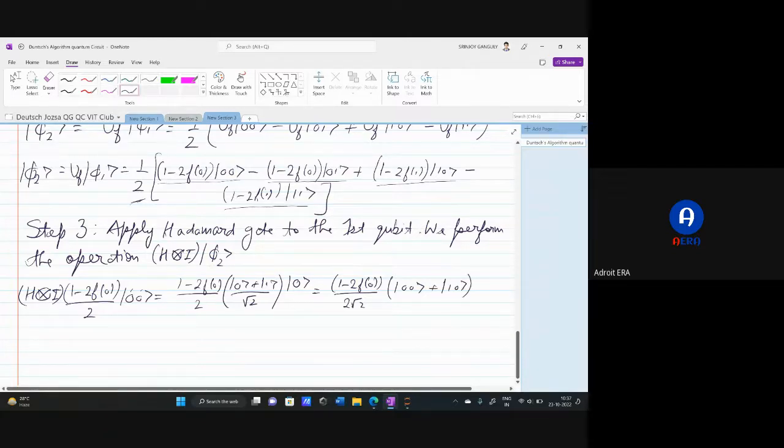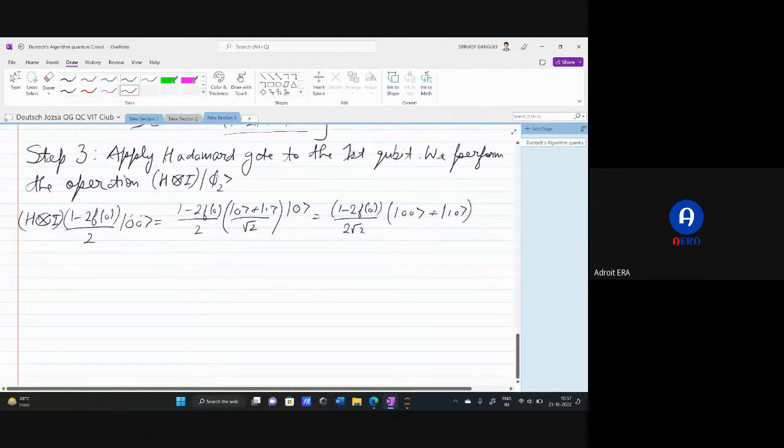Now in a similar way we are going to do it, and you can also do it by yourself in your notebooks. Calculate H tensor I and then 1 minus 2 f of 0 divided by 2 for ket 0 1. Again you take the coefficient 1 minus 2 f of 0 divided by 2, and apply the Hadamard gate to the first qubit, which again gives you ket 0 plus ket 1 divided by root 2. The second qubit is 1, so that is left as it is because identity is applied to it. Identity does nothing.